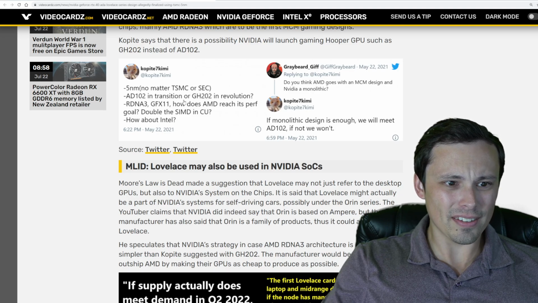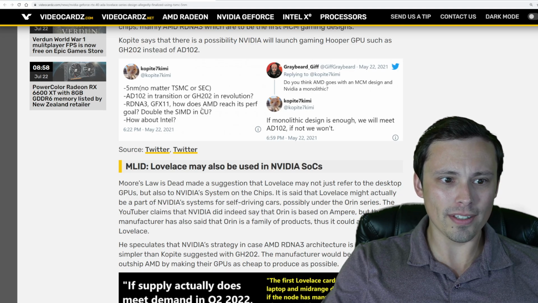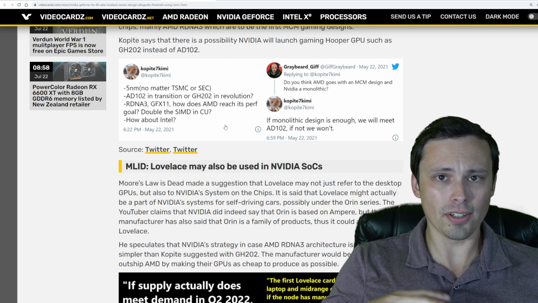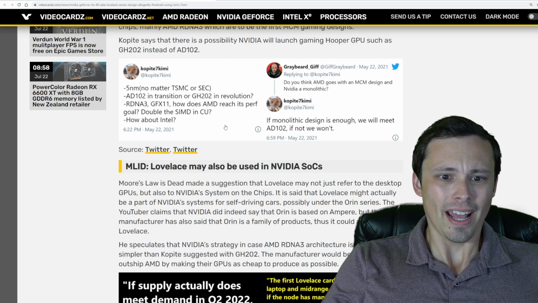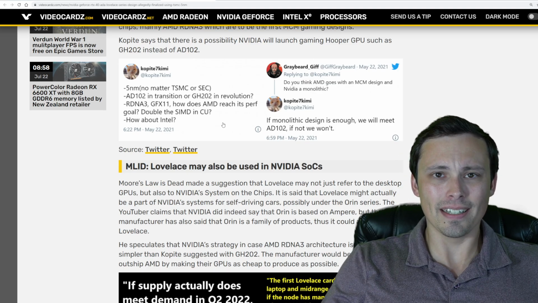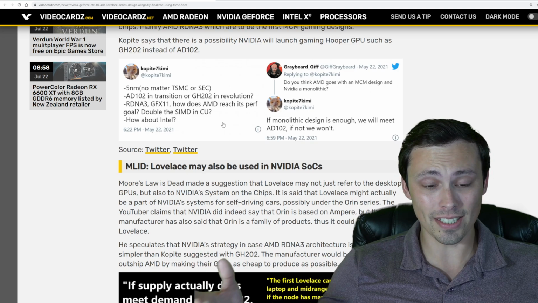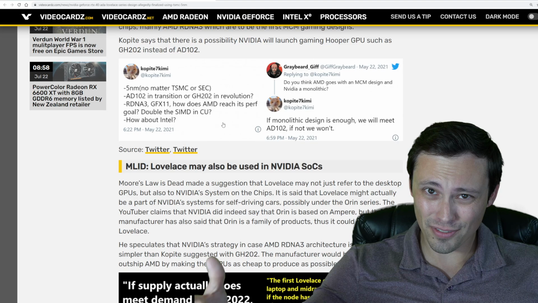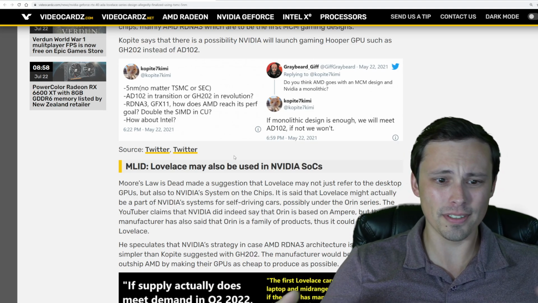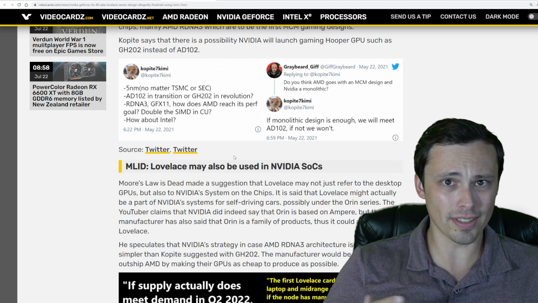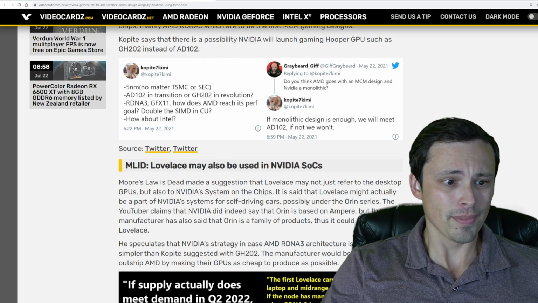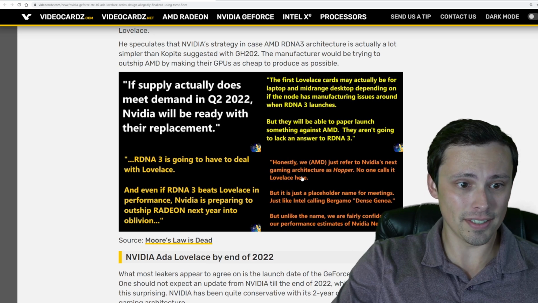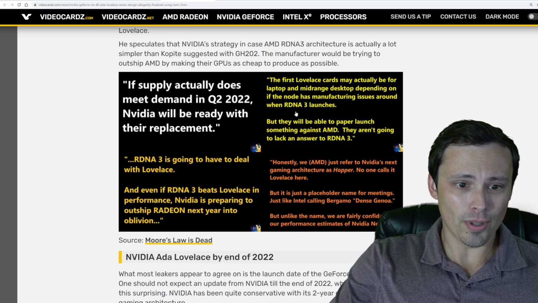But I think there's some questions here about whether they'd do the Lovelace or the Hopper architecture, Hopper being a multi-chip design. And I think that it's basically saying depends on what AMD does. If it seems like AMD would put out something too powerful for Lovelace, that Kopite was under the impression there could be a swap over to the Hopper multi-chip design. And then there's been some more speculation from Moore's Law is Dead on YouTube about what all of this might mean.